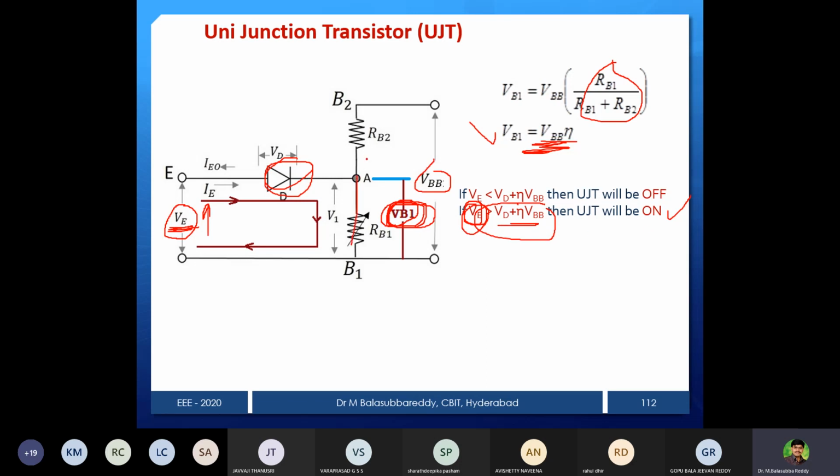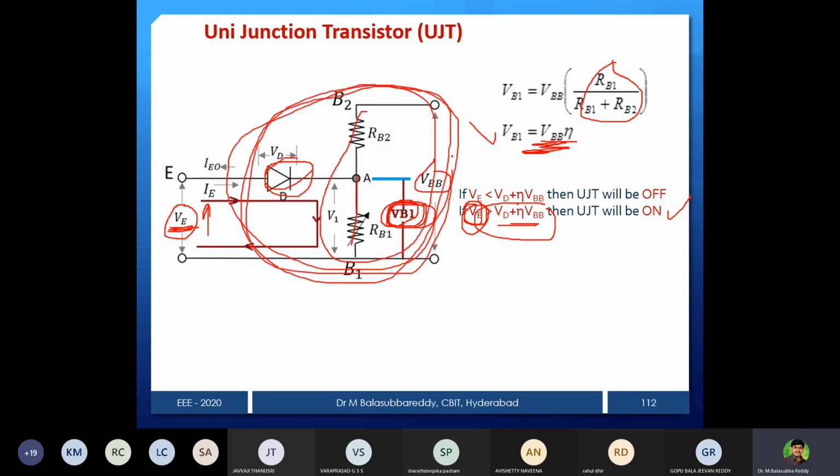It starts conducting. Altogether, this is a device. Our intention is to break that junction and make the device conduct. In that case, I can say the device is going to be on. Otherwise, if the emitter voltage is less, then what will happen? Automatically, the device is going to turn off. If VE is less than VD plus eta into VBB, then the device is unable to trigger.